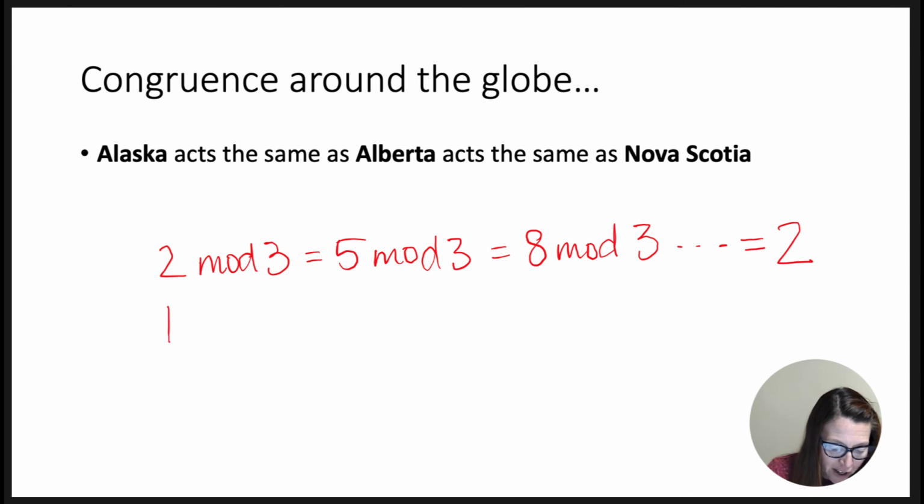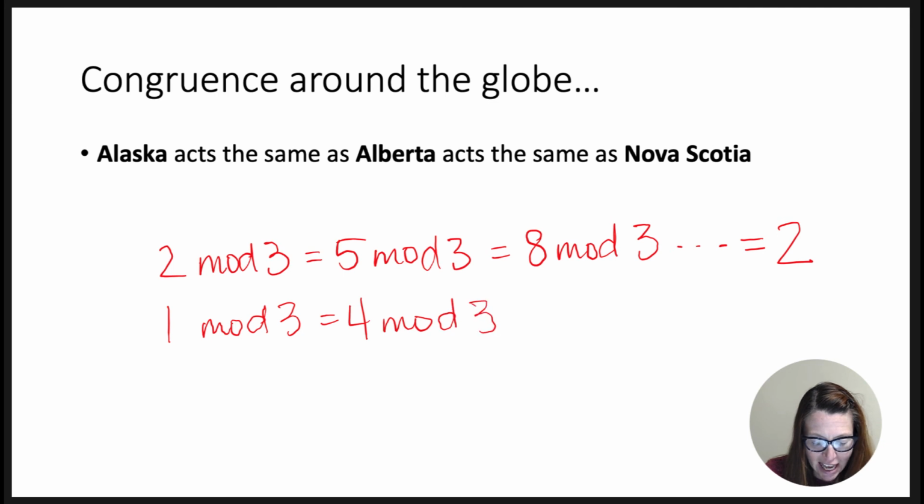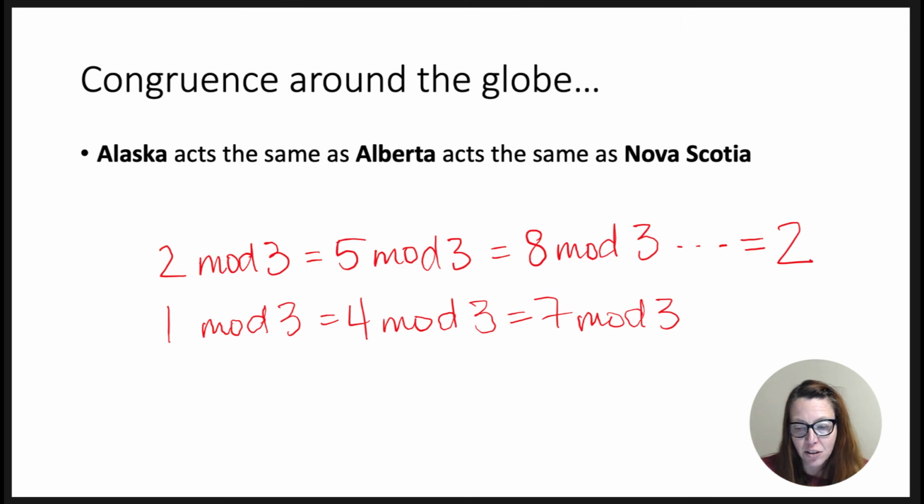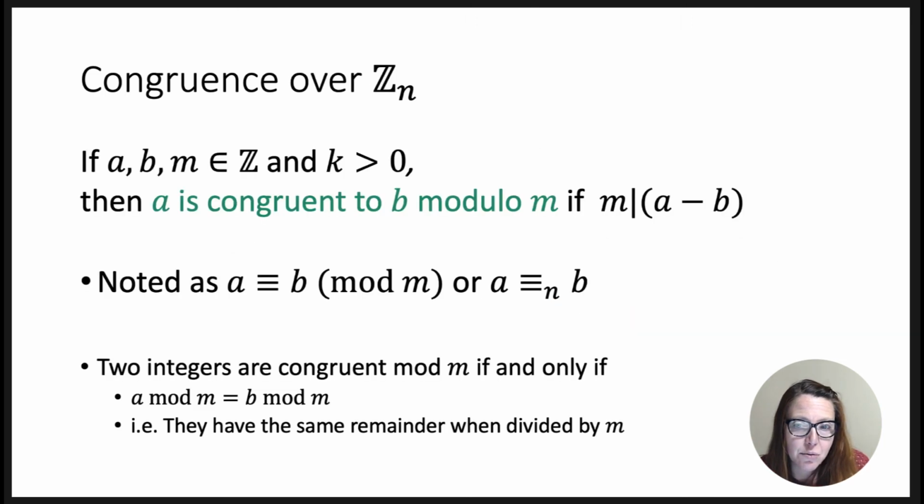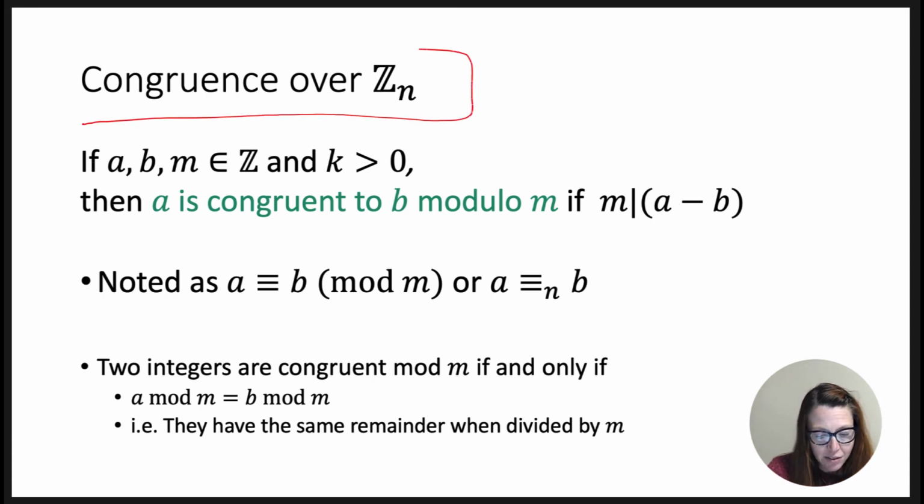And likewise, if I look at 1 mod 3, this behaves the same as 4 mod 3 and 7 mod 3, and so on. And so we have these sets of numbers that behave the same modulo another number, in this case 3. So what that means is we have a set of numbers that all behave the same. And so this is called congruence over Zn.